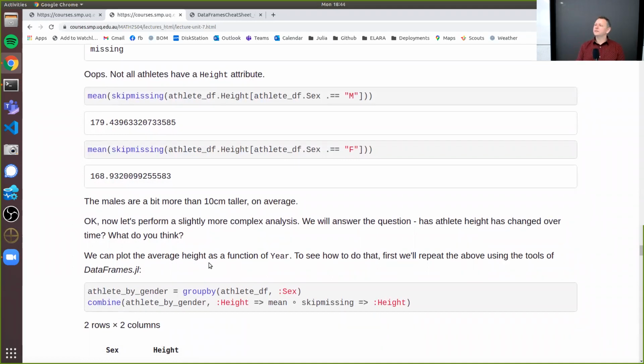Now I want to ask a more complicated question. How has athlete height changed over the years, over time? Does anyone here think it might have changed or might have stayed still? Remember, this competition started 100 years ago. Yeah, so because of nutrition and various things, people are actually taller now than 100 years ago. Okay, so let's go and prove it. Let's look at the data.